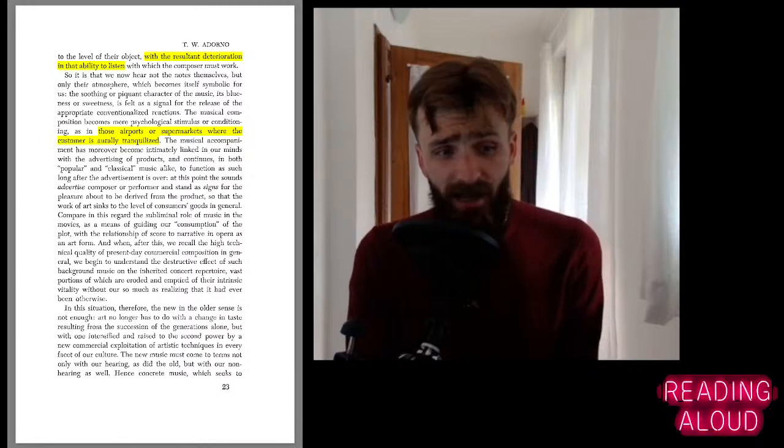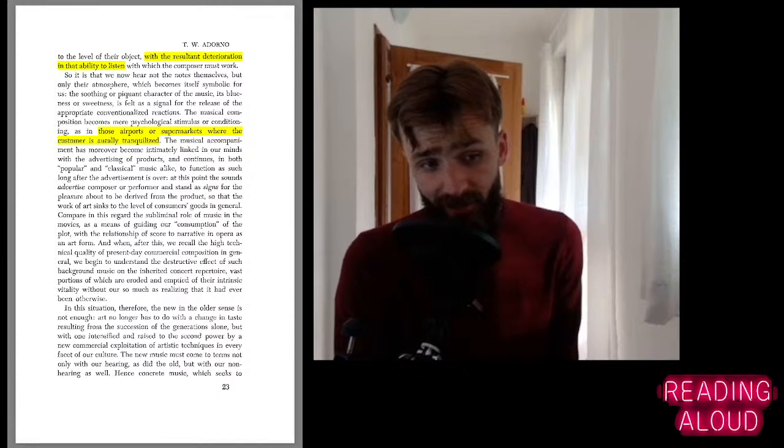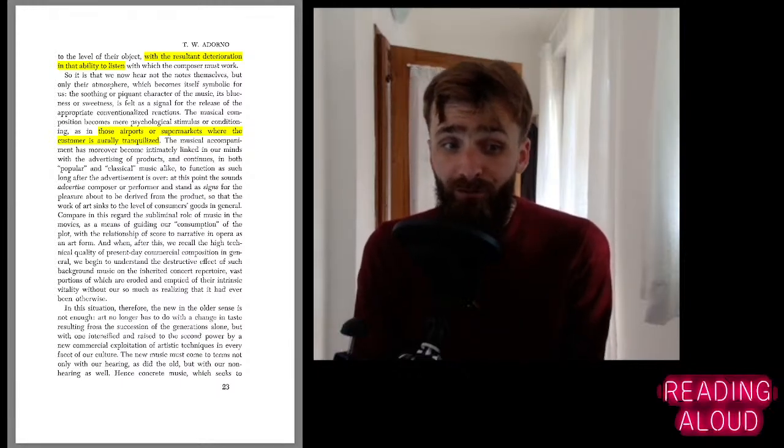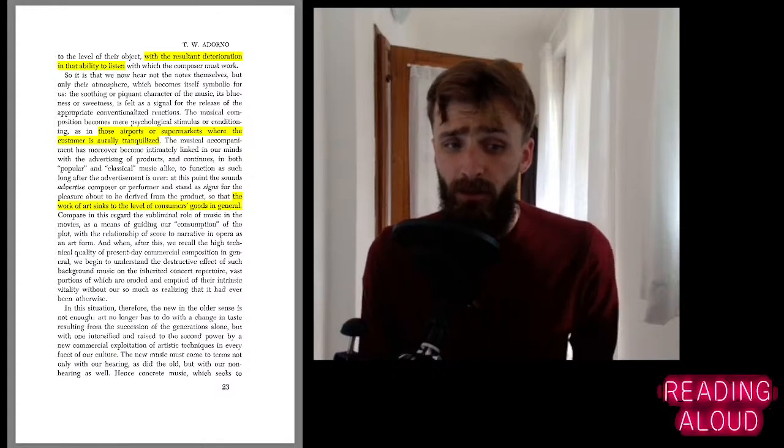At this point, the sounds advertise composer or performer and stand as signs for the pleasure about to be derived from the product, so that the work of art sinks to the level of consumer goods in general. Compare in this regard the subliminal role of music in the movies, as a means of guiding our consumption of the plot, with the relationship of score to narrative in opera as an art form.